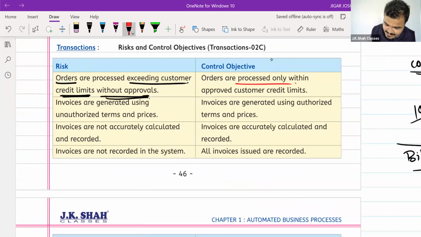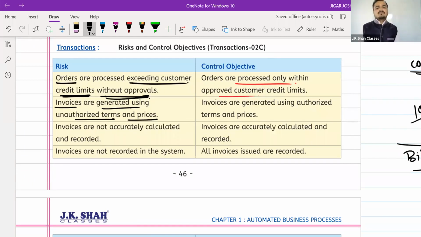Two things I have made clear to you. Number one, orders are processed within the approved customer credit limit. Second risk, sir, invoices are generated using unauthorized terms and price, a bumper discount offered. Sir, it's a risk. So invoices are generated using only authorized terms and price. What is the maximum authorized discount, people? Sir, 7.5. So the maximum discount that will be made available to you, my dear chartered, is how much? Sir, only and only 7.5 percent. Agree, my dear chartered? Yes, sir.